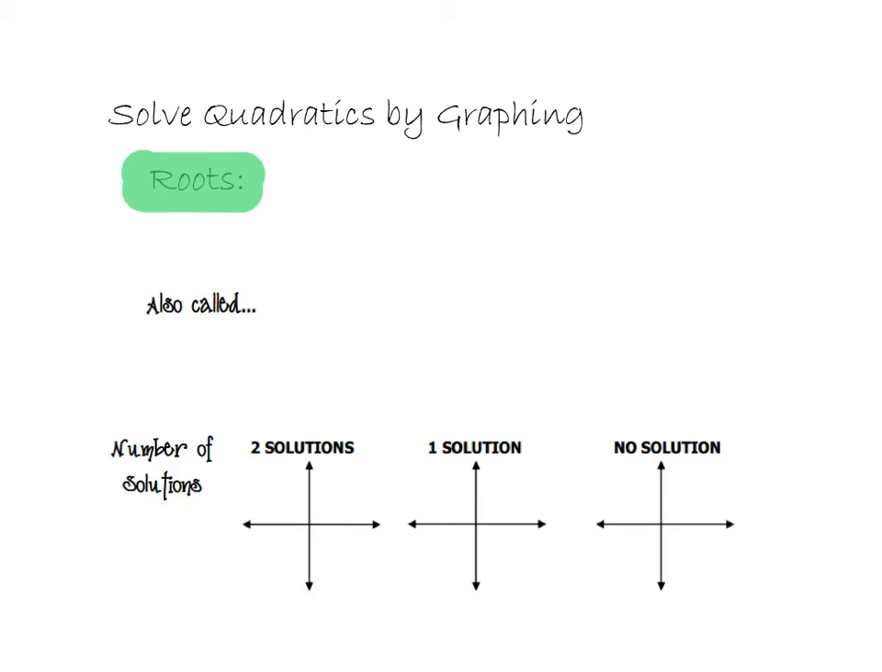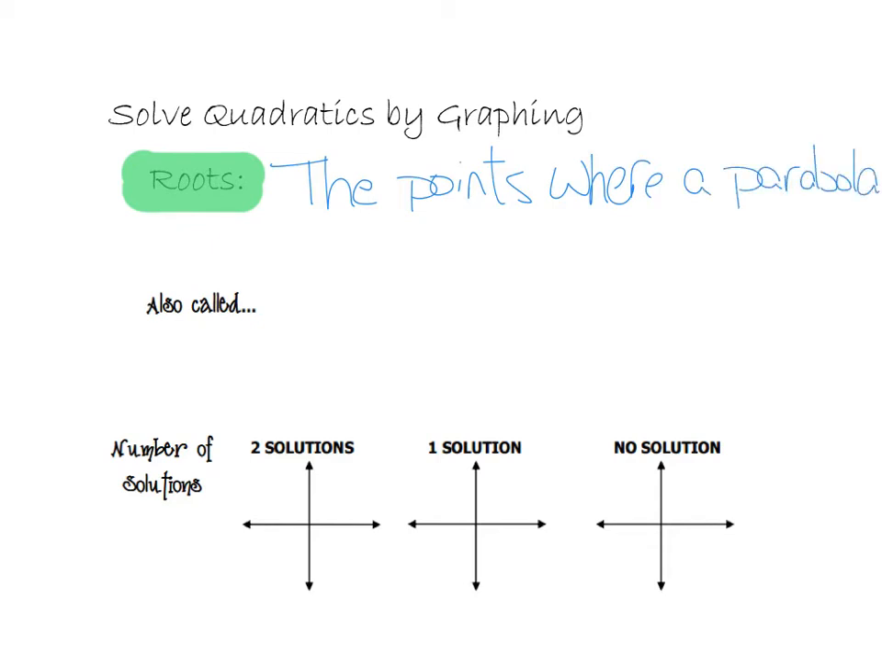Now, the roots of a quadratic are the points where a parabola, remember that the graph of a quadratic is a parabola, that's that U-shaped thing, cross the x-axis. So when you are asked to solve a quadratic, you are finding the roots, and that's where the parabola crosses the x-axis. Now, there are a couple of other things we could call this.